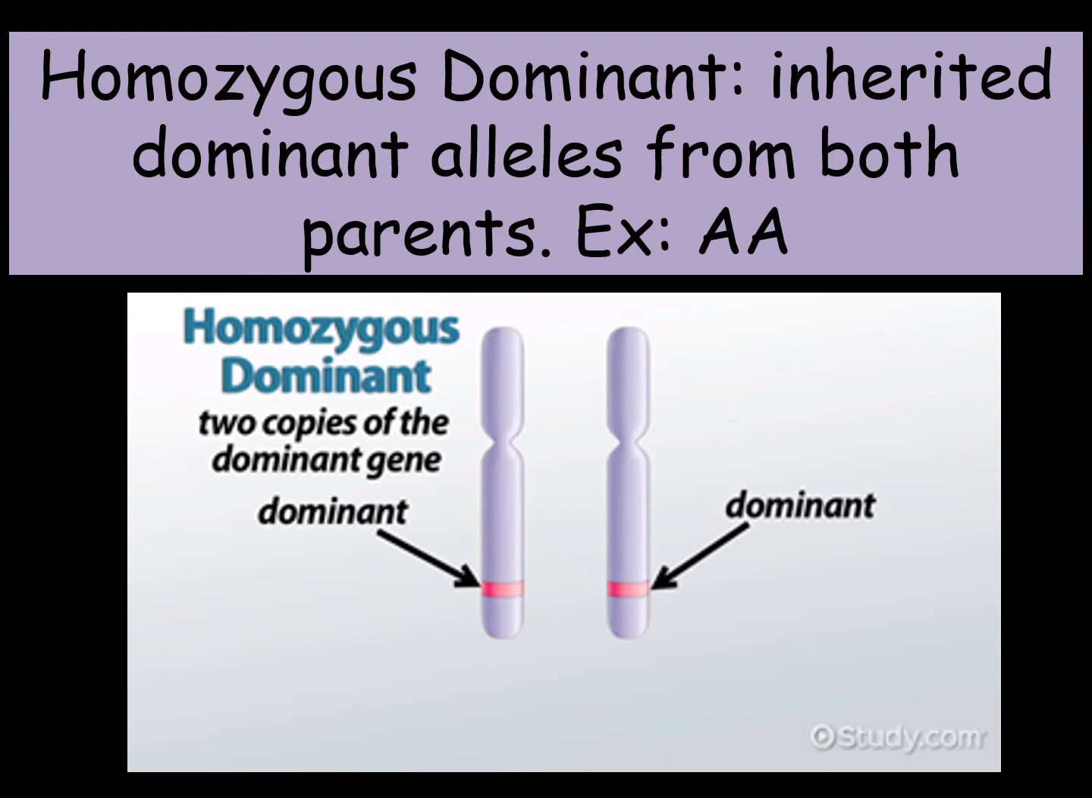When you inherit dominant alleles from both parents, so for example, father gave you the dominant allele, mother gave you the dominant allele, you are termed homozygous dominant for that gene, for that trait. And when we're representing that with letters, when we do our predictions, we use both uppercases. So I just gave you an example here of uppercase A, uppercase A. That means you inherited one dominant allele from one parent and the other dominant allele from the other parent. So we call you homozygous dominant.